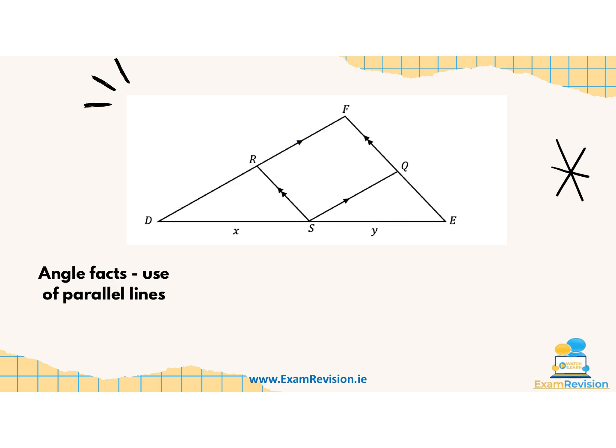So now let's use the fact that RFQS is a parallelogram. So what can we say? We can say that the opposite sides are equal. So RF is equal to SQ and SR is equal to QF. We can say that opposite angles are equal. So the angle R and the angle Q would be equal. And also the angles S and F would be equal.